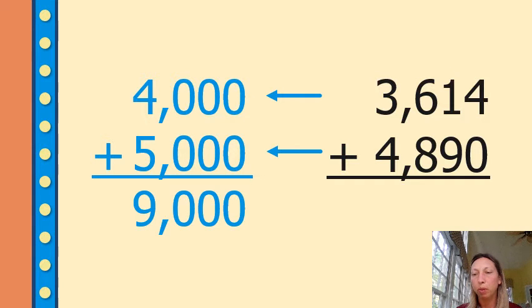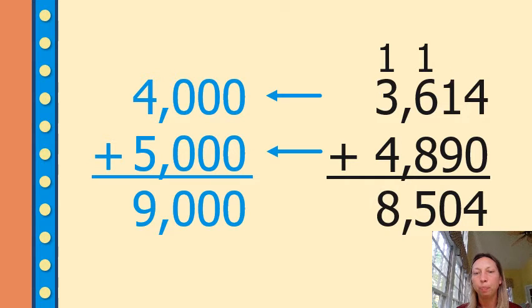Now the PowerPoint is going to go through and add up the next number. 4 plus 0 is 4. 1 plus 9 is 10. 8 plus 1 is 9. 9 plus 6 is 15. And 4 plus 3 is 7. Plus 1 is 8.